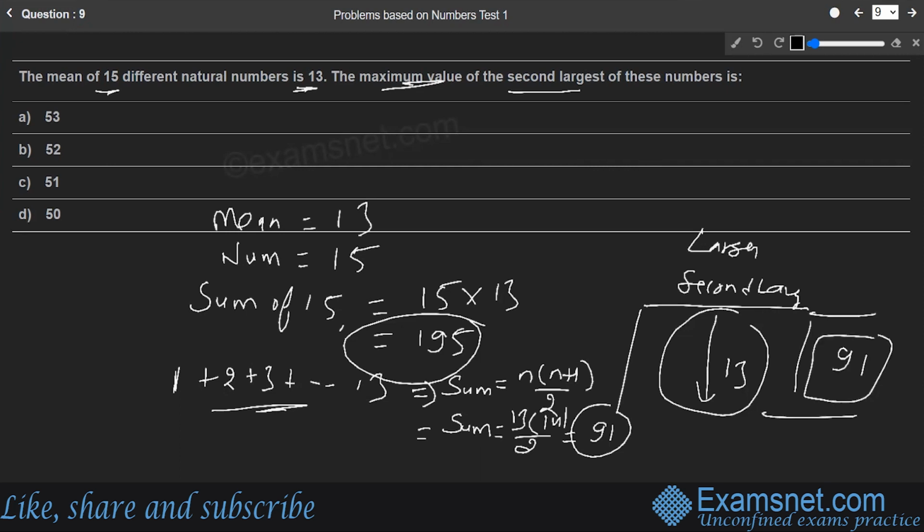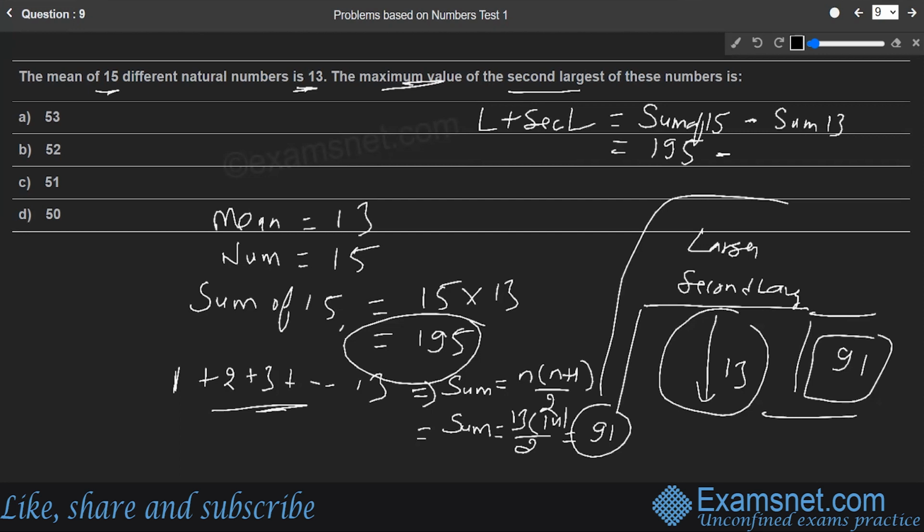The total sum of all those 15 numbers we just calculated to be 195. So what is the value of the largest and the second largest number together? It will be simply the sum of all 15 numbers minus the sum of these 13 numbers, that is 195 minus 91, which is equal to 104. So that is the sum of the largest and the second largest number, 104.